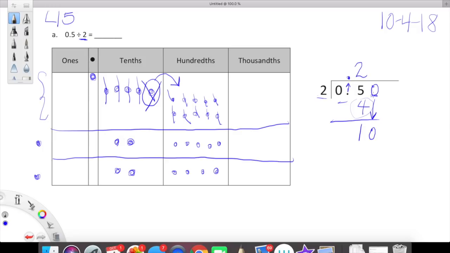We inserted our 0 because I had blank space. I had 0 hundredths, so I made a 0 because I had this 1 left over. The reason why we brought down a 0 is because I had this remaining 1. We brought down our 0, and now we're going to think, I have 10 hundredths. I need to break them into 2 equal groups. How many hundredths will I have in each group?